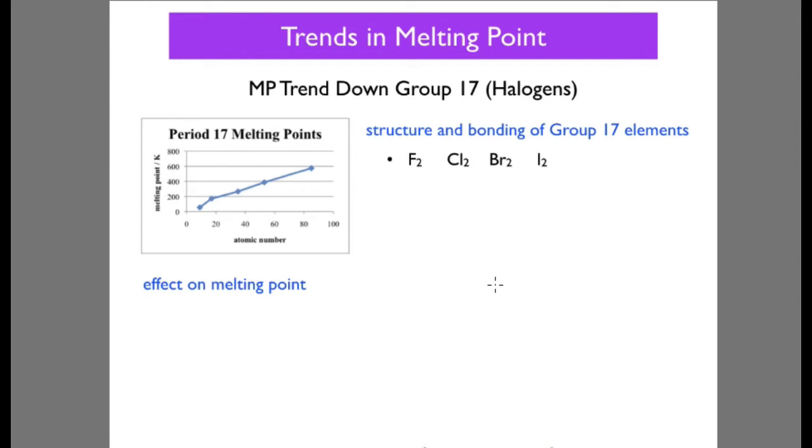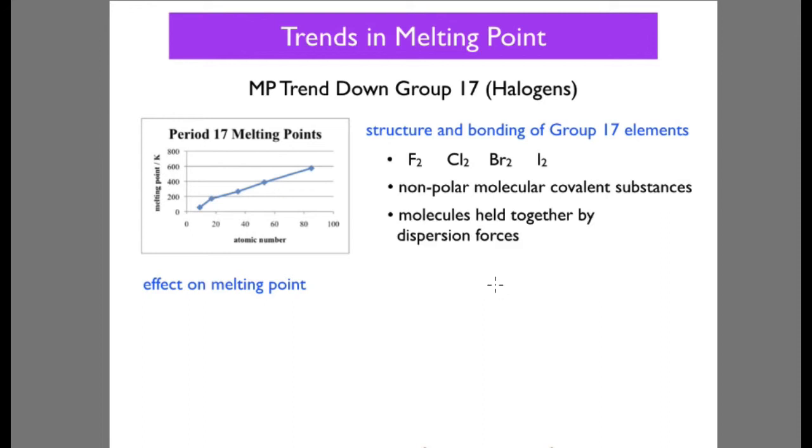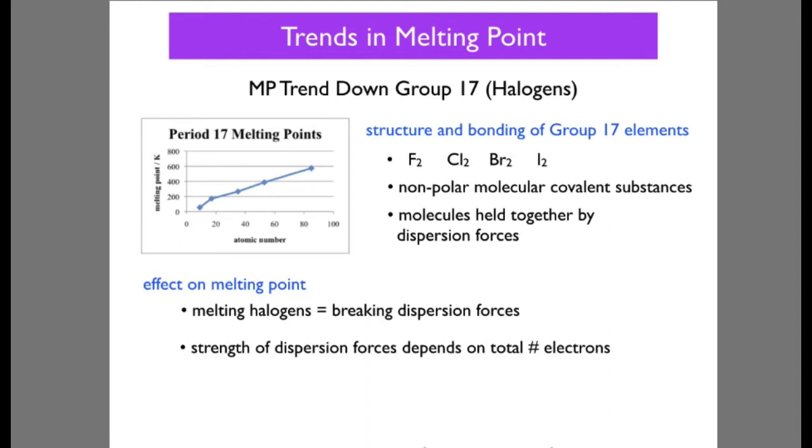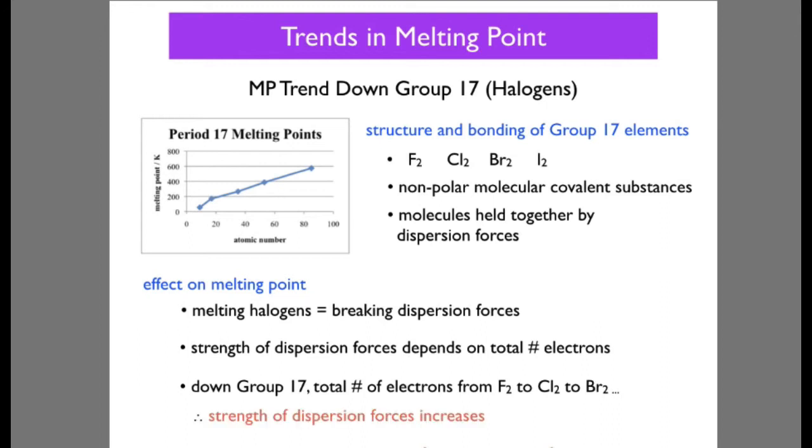Let's have a look at the melting point down group 17. We've got fluorine, chlorine, bromine and iodine. They're non-polar molecular covalent substances, and the molecules are held together by dispersion forces. To melt halogens, you've got to break these dispersion forces. The strength of dispersion forces depends on the total number of electrons, and as we go down group 17, the total number of electrons increases as you go from fluorine to chlorine to bromine. So the strength of dispersion forces increases, and therefore the melting point increases.